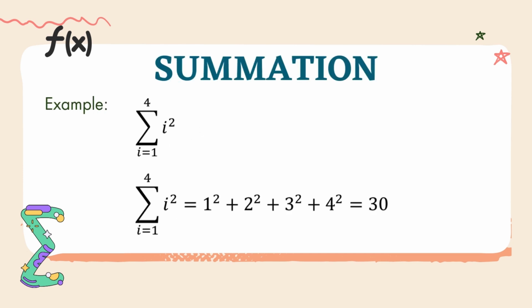Another example here: the sum of i squared from 1 to 4. Again, we simply substitute the values from the lower boundary 1 to the upper boundary, which is 4. That will be equal to 1 squared plus 2 squared plus 3 squared plus 4 squared, and that will be equal to 30.